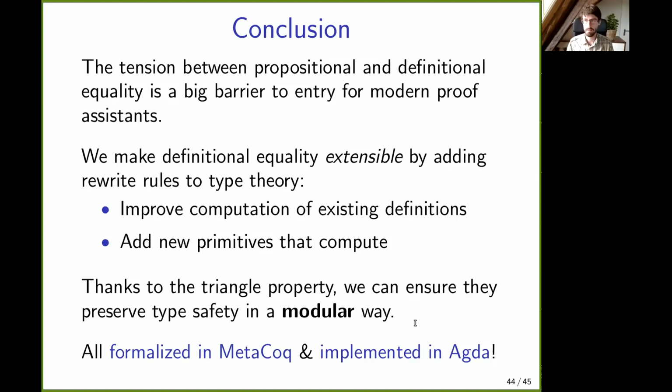We solve both of these problems by making type theory, or definitional equality, extensible with user-definable rewrite rules. That improves computational behavior of existing definitions and allows defining new primitives that compute in the ways that we want. We saw this causes a lot of problems in the metatheory, but thanks to the check of this triangle property, we can ensure that they preserve type safety and practical type checking in a modular and decidable way. All of this has been formalized in MetaCoq and also implemented in Agda.